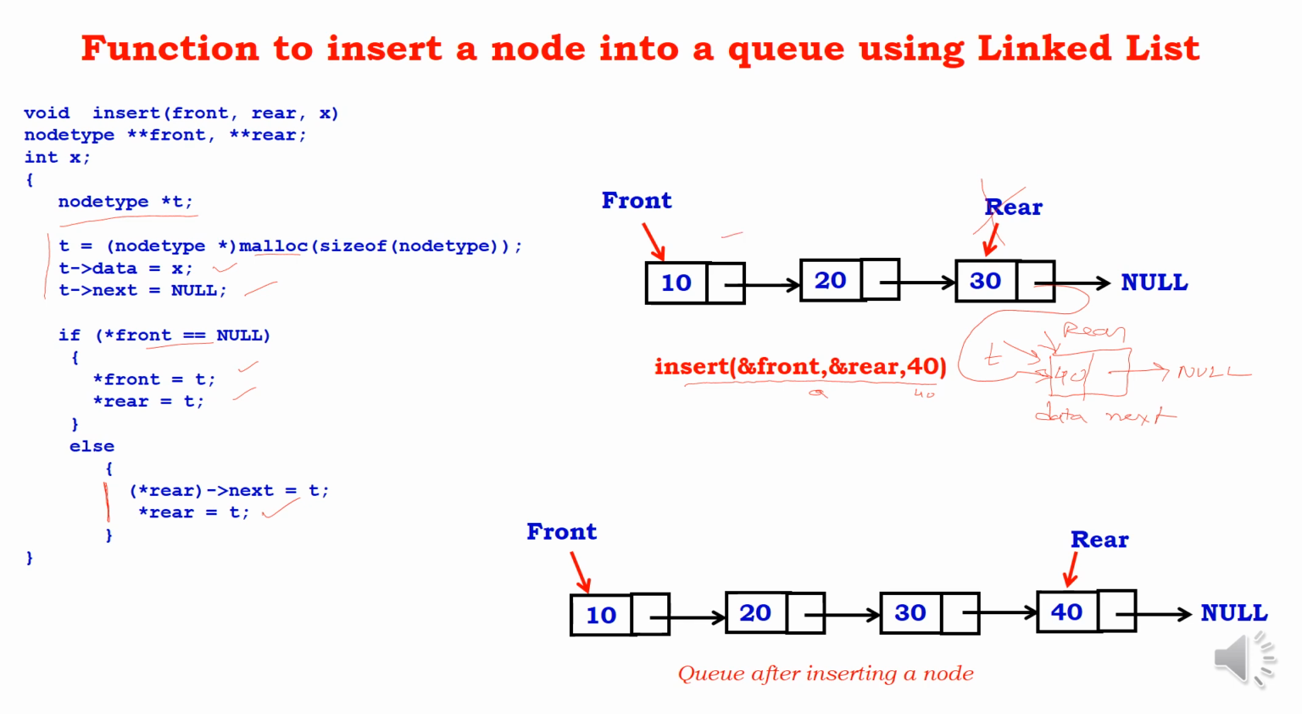First node is 10, second node is 20, third node is 30, fourth node is 40. The first node is pointed to by the front pointer, the last node is pointed to by the rear pointer. 40 is the new node that we have inserted, and that becomes the rear end. So this is a linked list where there are two ends. The first end is the front end, the last end is the rear end. So we have successfully added a node at the end of a linked list.